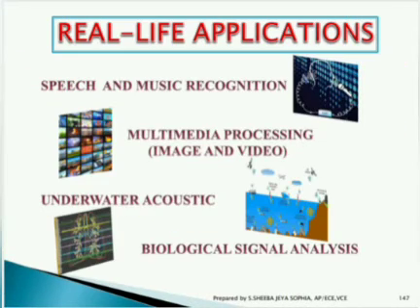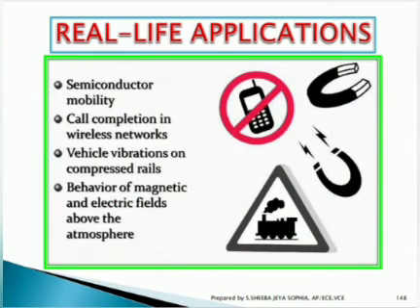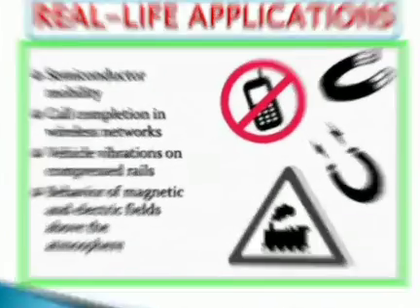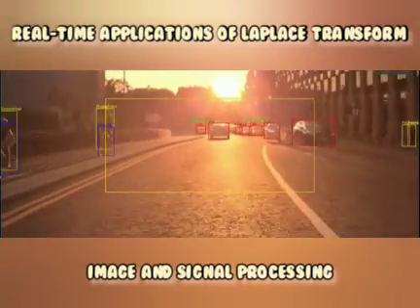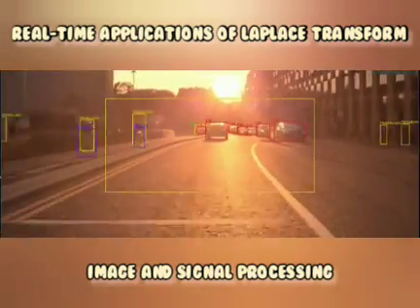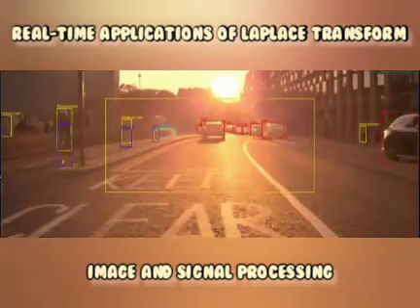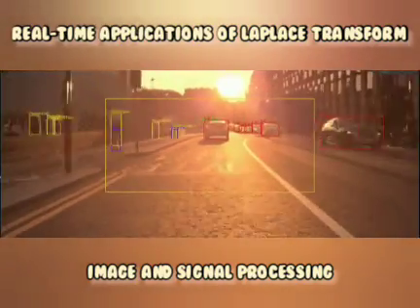Moving to the real-time applications, as I have said, they are used in speech and music recognition, multimedia processing, that is image and video, underwater acoustic and biological signal processing, along with semiconductor mobility, call completion in wireless networks, vehicle vibration in compressed rails, and behavior of magnetic and electric fields above the atmosphere. In major, image processing and signal processing play a vital role. Without this transformation, we definitely cannot analyze and find the clear patterns of the signal.